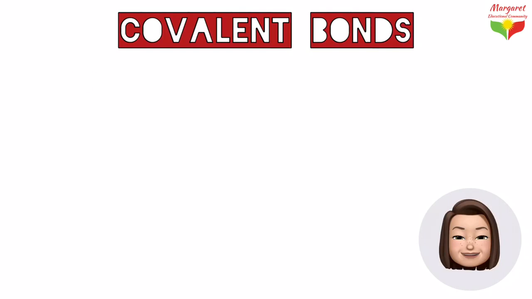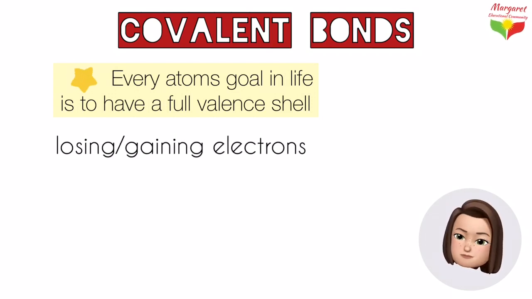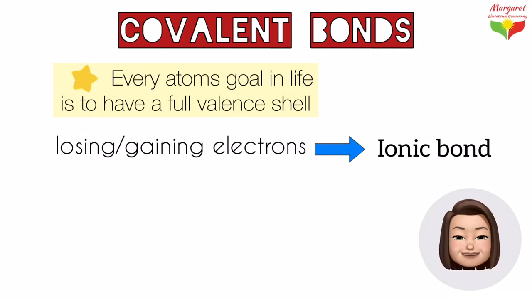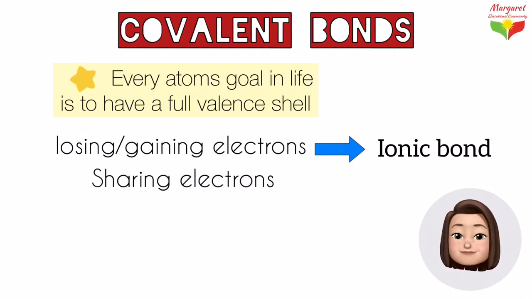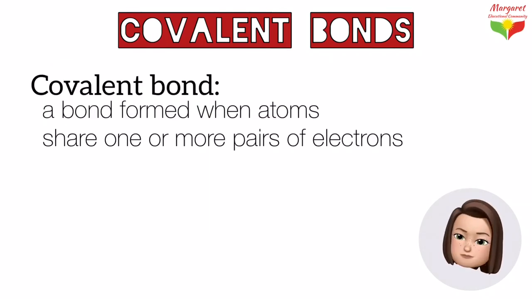So we said that every atom's goal in life is to have a filled valence shell. They do anything to get this. If they lose or gain electrons, then ionic bonds form. What if they're not able to lose or gain electrons? Well, they would share them. When the two atoms that share electrons are non-metals, a covalent bond will form. So basically, a covalent bond is a bond formed when atoms share one or more pairs of electrons.